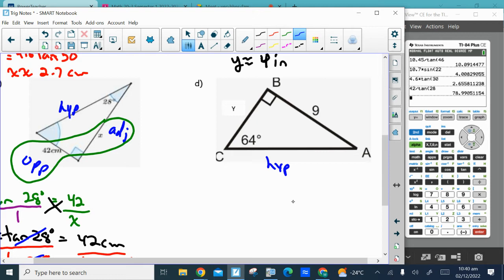Side across from the right angle is the hypotenuse. They're given the 64-degree angle, so you're going to use that. The side across from that would be the opposite. The third side is the adjacent side. So it must be set up this way, based on what you're given.